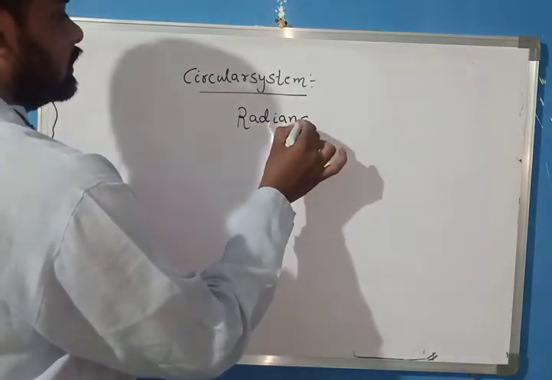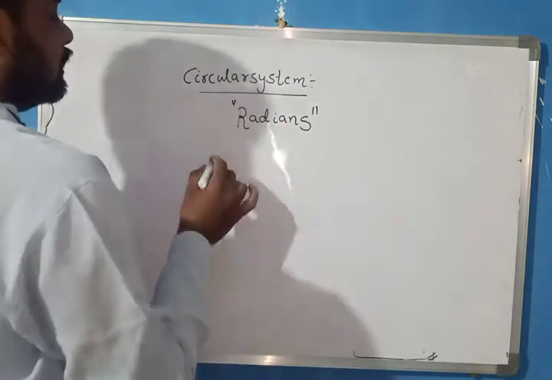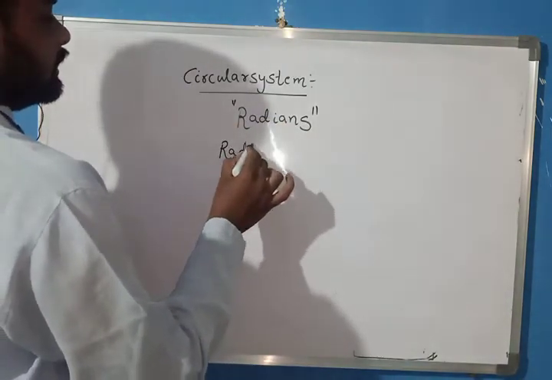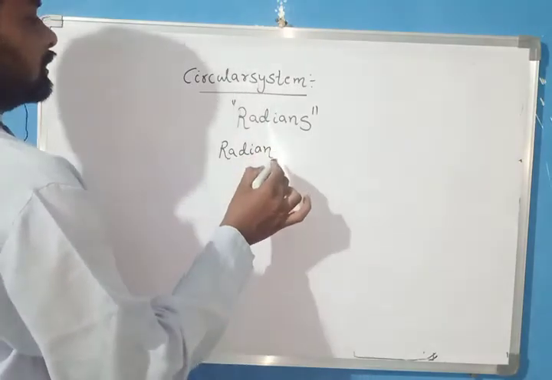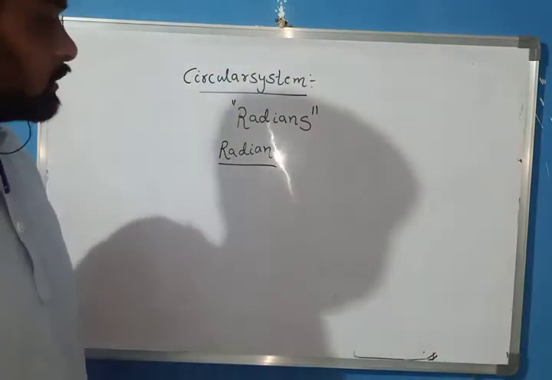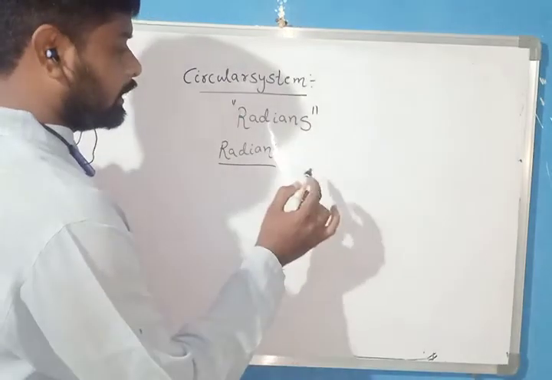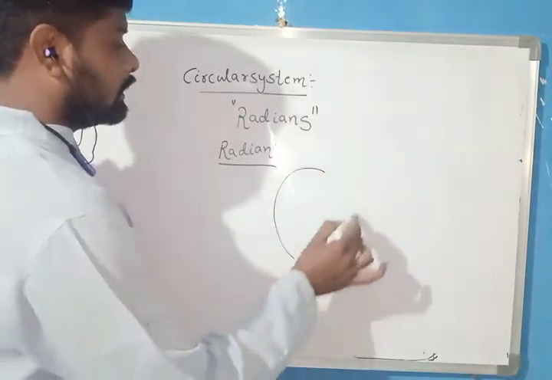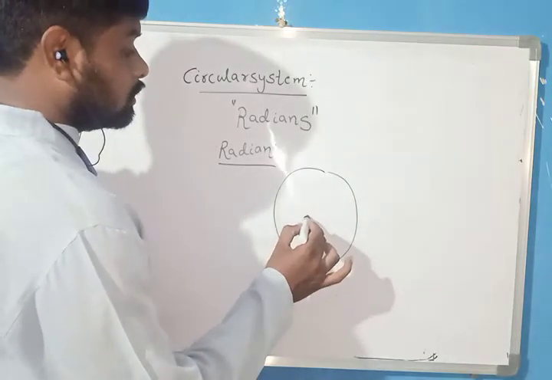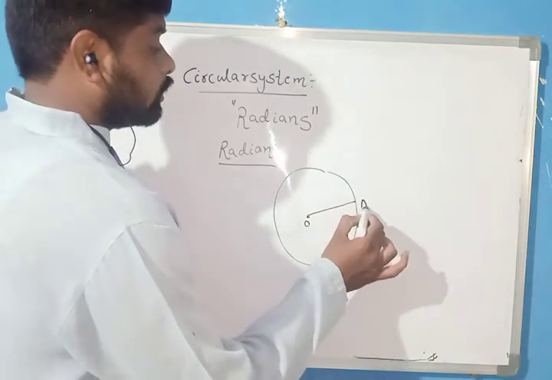Angle measured in radians. What is a radian? What is the radian definition? This is a very important definition. Some members don't know, so please listen. Radian means, in a circle, I have taken one circle. The center of the circle is O. From O to one fixed point, I have taken A.